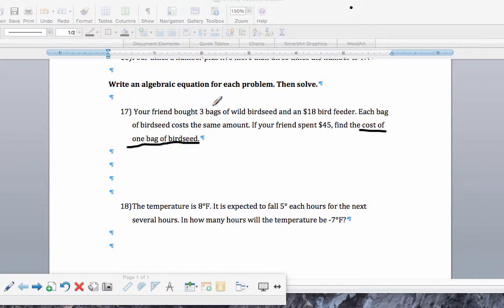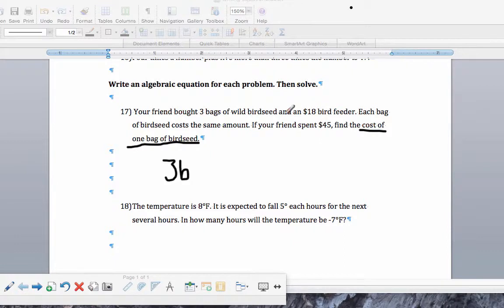So I buy 3 bags of wild birdseed at some price. So if I think about it, if I knew the price was $4, I would do 3 times 4 to get my total cost. If I knew the price was $12, I'd do 3 times 12 to get 36 for the total cost. So if the cost is b dollars, it would be 3 times b.